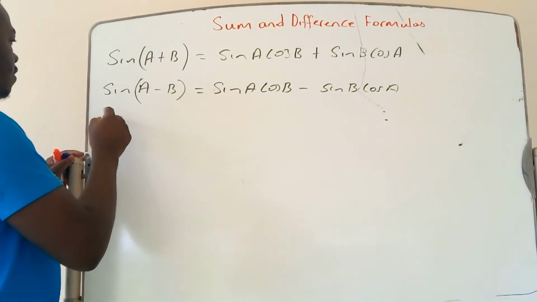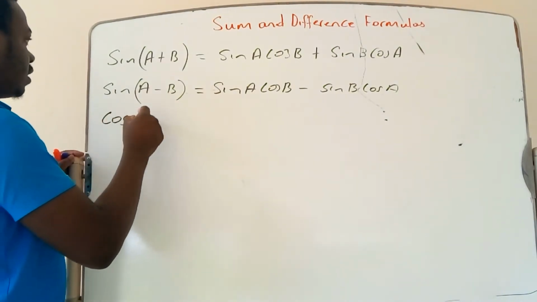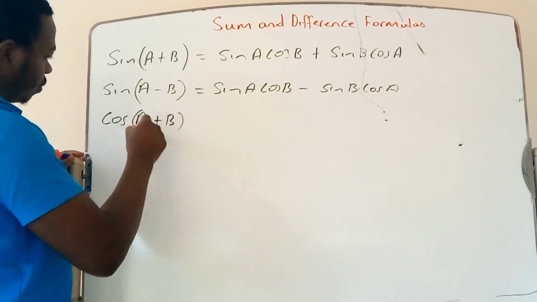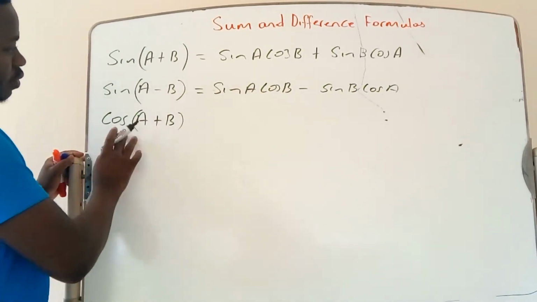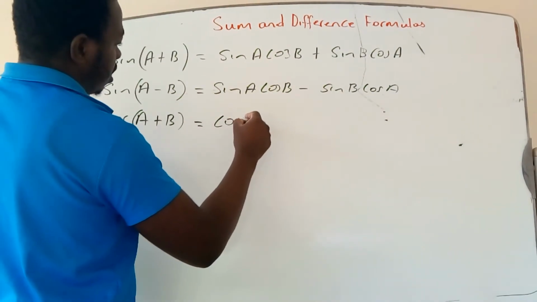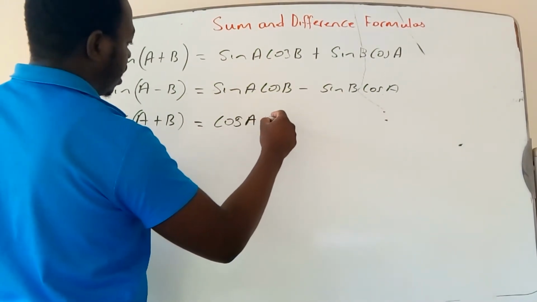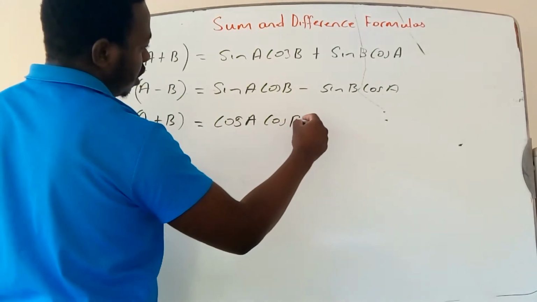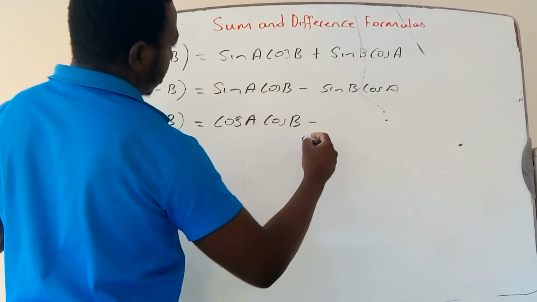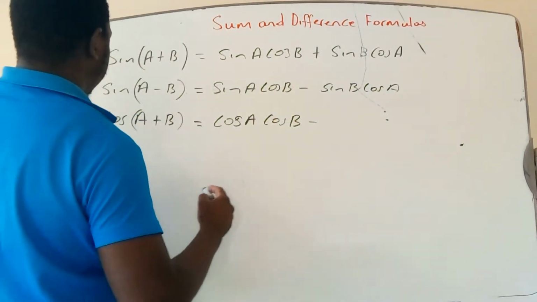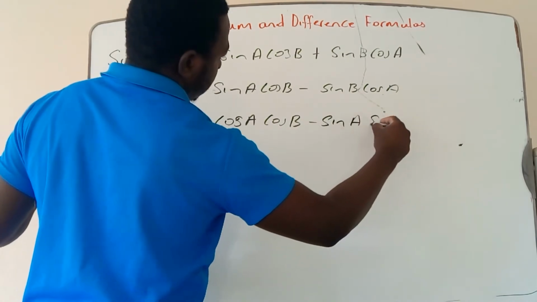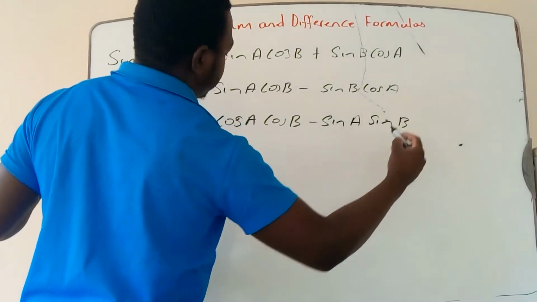What about if you had cos A plus B? What was this equal to? This is just equal to cos A times cos B, because this is plus, it takes the minus sign here, which is minus sine A sine of B.